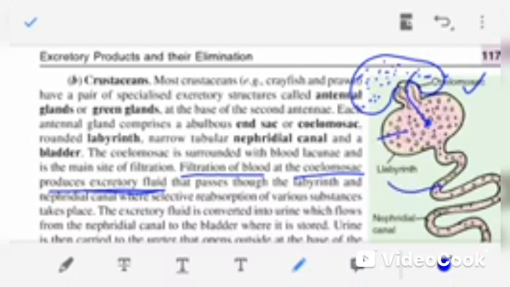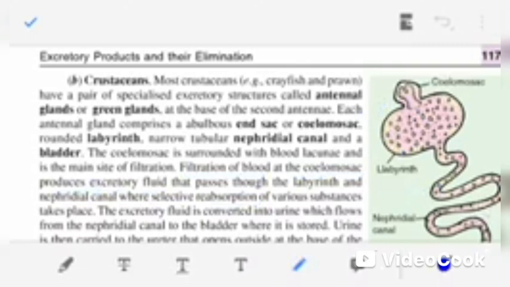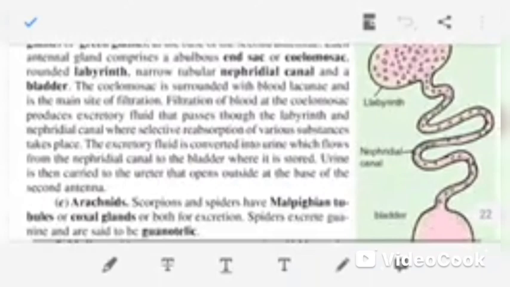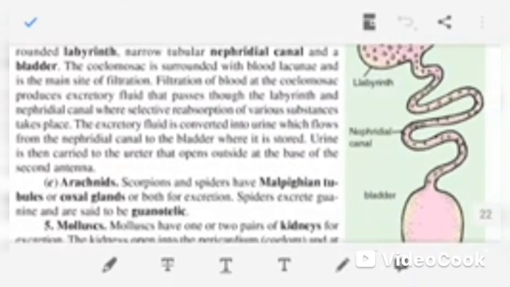Now in the wall of the nephridial canal and the labyrinth, the cells are involved in the reabsorption process, that is the selective reabsorption. So some solutes and ions are coming out from the labyrinth and nephridia. And the remaining filtered fluid or the excretory fluid is now converted into urine.